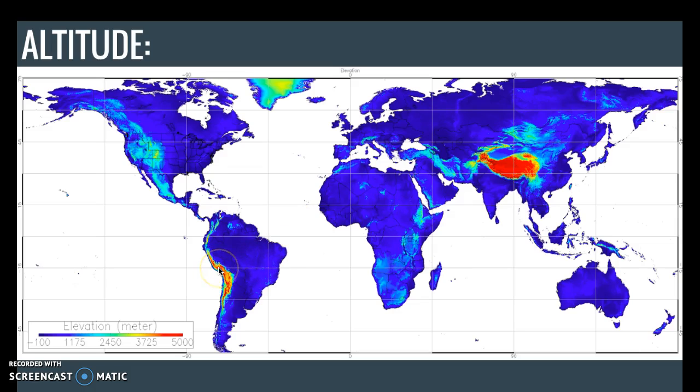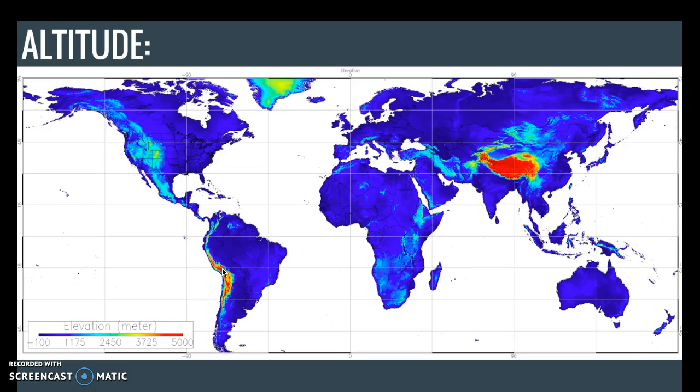Here in the Andes Mountains in South America, again, these are very, very high areas. The higher up you go, the colder it's going to be. So we have two things that are going to affect the climate.